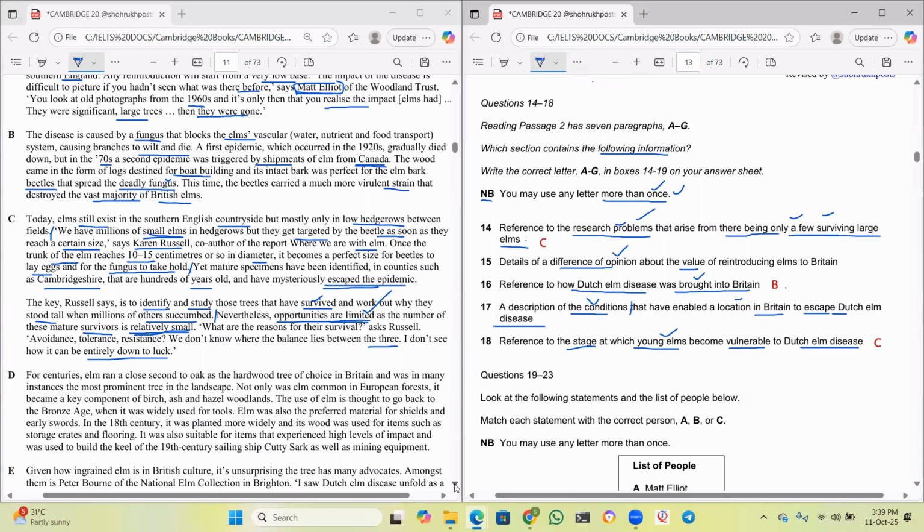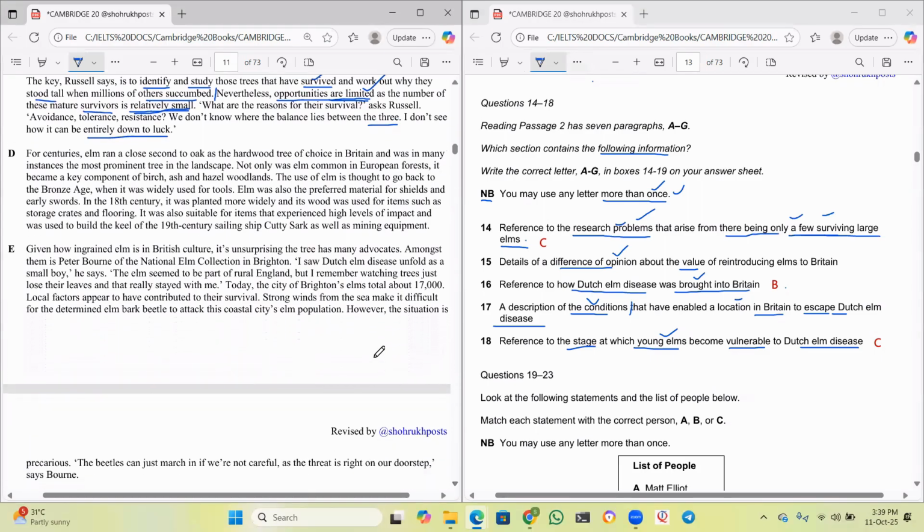Now let us move to the next paragraph. That is D. Now, for centuries, elm ran a close second to oak as the hardwood tree of choice in Britain and was in many instances the most prominent tree in the landscape. Not only was elm common in European forests, it became a key component of birch, ash, and hazel woodlands. The use of elm is thought to go back to the Bronze Age when it was widely used for tools. Elm was also the preferred material for shields and early swords.